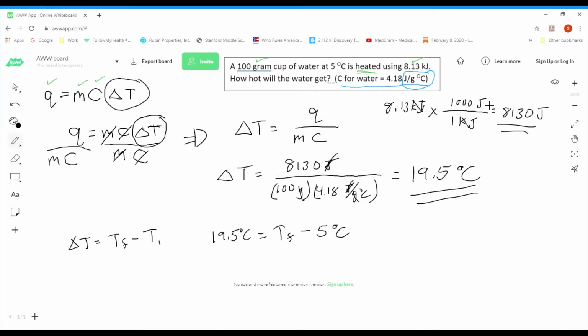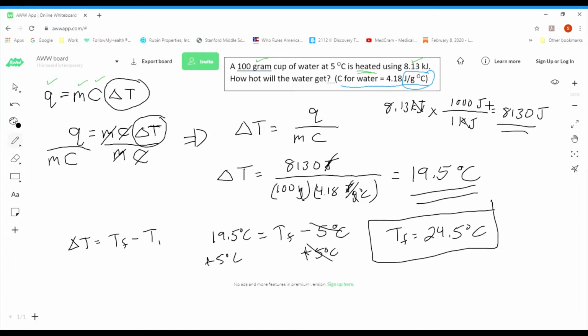So in order to find what the final temperature is, I add 5 degrees Celsius to both sides. All right, add 5 degrees Celsius to both sides. And when I do that, I get now that these guys cancel right here, and that my final temperature is 19.5 plus 5 is 24.5 degrees Celsius. And that is my overall answer. Okay? And so once again, that was just using our Q is equal to M times C times delta T equation in order to solve a problem like this.